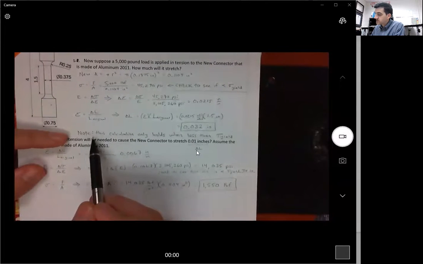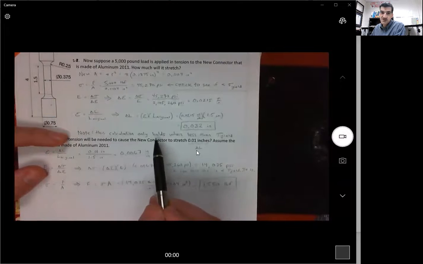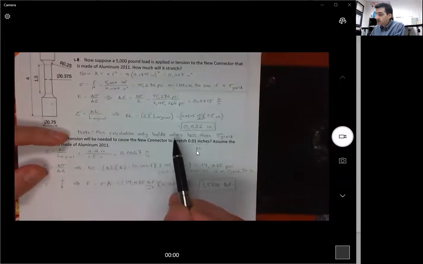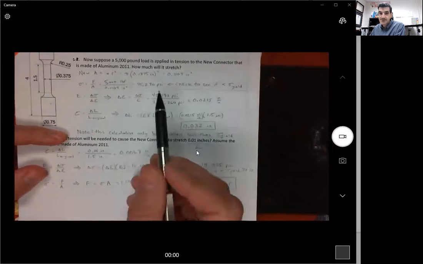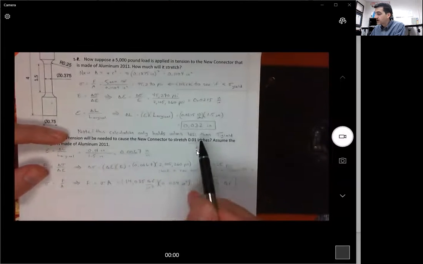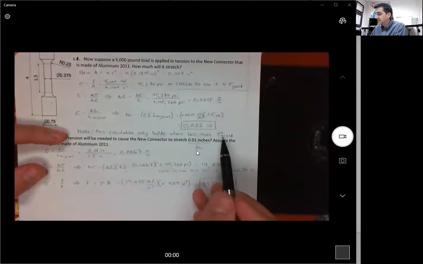And it says here, just remember, this calculation is only true as long as the stress is less than the yield stress. We can do this type of calculation so long as this stress is less than the yield stress.